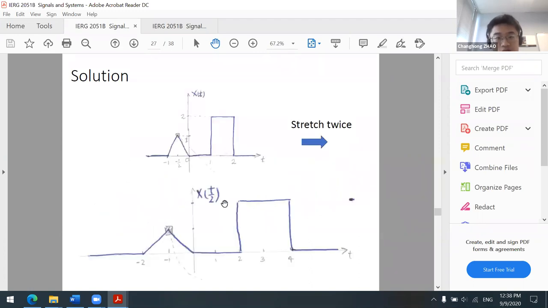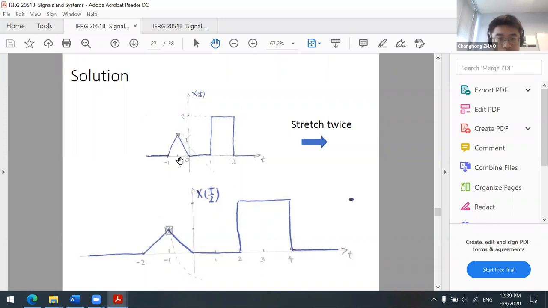From x of t to x of t over 2, applying the standard definition, stretching the signal twice. So here, by stretching it, it means the following. Originally, this triangle is from minus 1 to 0. Again, I emphasized many times that 0 is a fixed point, so the 0 point should not change. What is changing is everywhere, we stretch it twice.